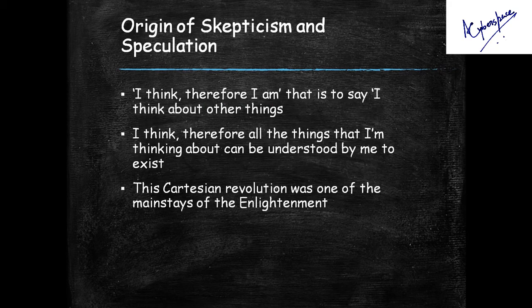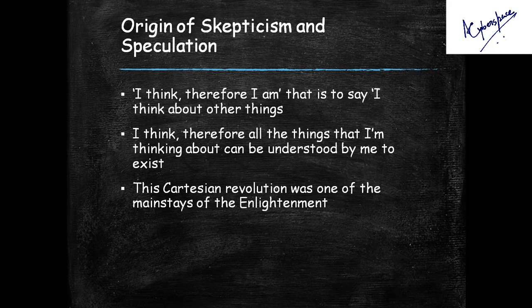And the origin of skepticism and speculation, we were talking about that. So coming back to that, we have to refer to the famous Cartesian phrase, I think, therefore I am. That is to say, I think about other things, and this is how all the things exist for me. So I think, therefore all the things that I am thinking about can be understood by me to exist. So I think, therefore I am. That means I think, and that's why all the other things around me exist for me.